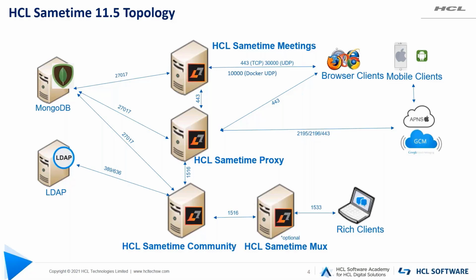Now let's understand the flow for community and proxy server. You can note these are the embedded and standalone clients which connect to the community server over port 1533. Then the community server connects to proxy over port 1516 for proxy awareness. The web and mobile clients connect to the proxy server over port 443 and establish the connection with the community server over port 1516. The community and proxy components connect to MongoDB over port 27017, and this connection is required to store persistent chat and mobile push notification data.